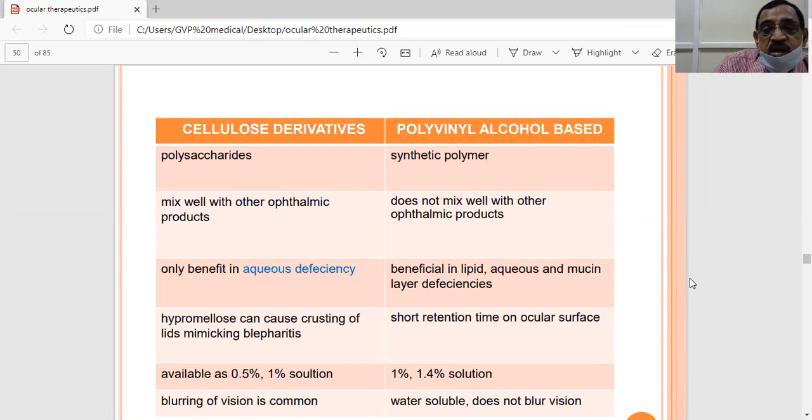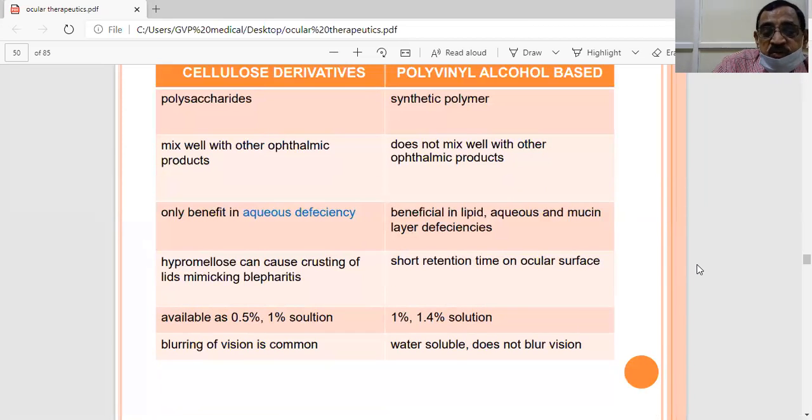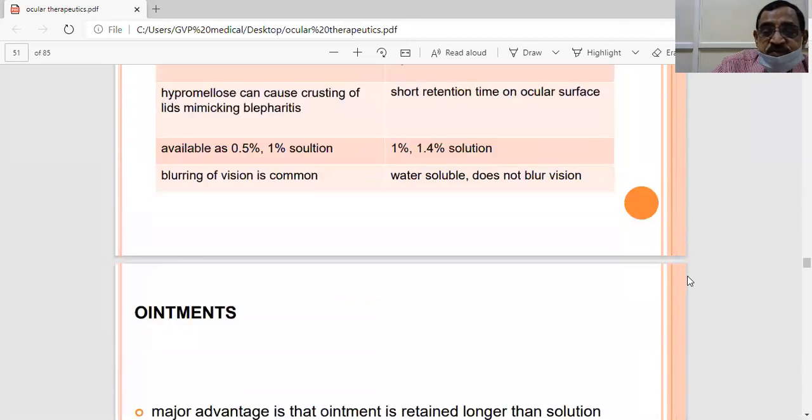Polyvinyl alcohol based synthetic polymers do not mix with other ophthalmic products. They are beneficial in lipid, aqueous, and mucin layer deficiencies in dry eyes, but have a short retention time on the ocular surface. 1% and 1.4% solutions are available. They are water soluble and do not blur the vision.